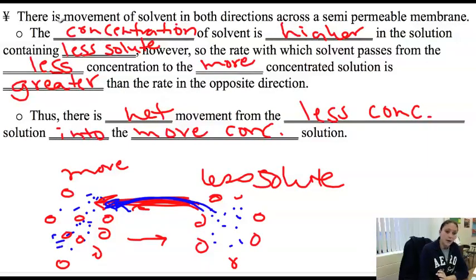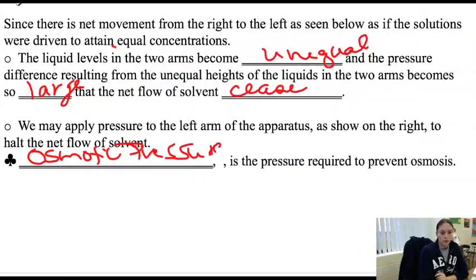Well, the osmotic pressure part, okay, since there's a net movement from right to left, the two liquid levels in the arms become unequal, and the pressure difference in the unequal heights becomes so large that the net flow stops. And you can apply what we call an osmotic pressure to prevent osmosis. You'd have to apply this pressure to get the sides to go back the way they were. That's an osmotic pressure. Okay, that's all we get into with that. We don't get into the math, how you calculate it or anything like that.